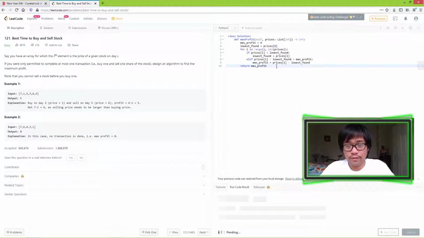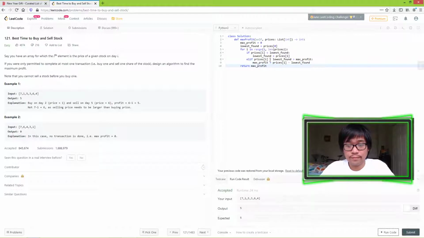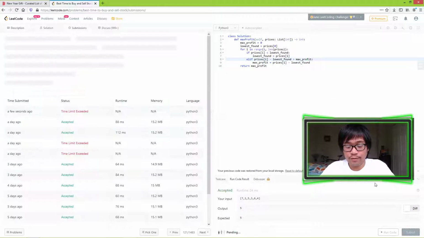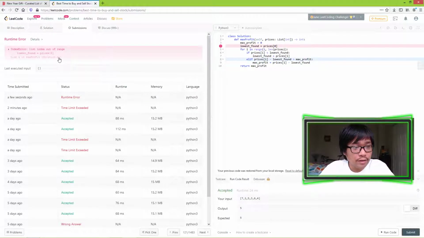So let's see if this works. So that works there. Now if we submit this, this should also work. List index out of range. Let's see. Prices i minus lowest found. The error seems to be here. Oh, okay. So if there's no element inside, I guess.